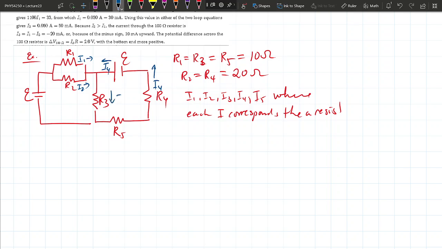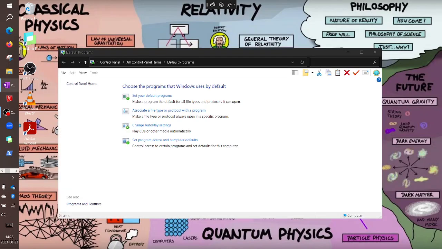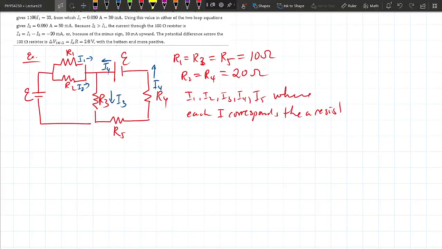I3, maybe it'll go downward. I don't know yet, actually. We'll see if we end up with a negative number or not. Okay. And then I5, let's just, oops. Did the thing just crash? Okay. I5, let's just make it go to the left. Okay. All right. It's a valid first step.